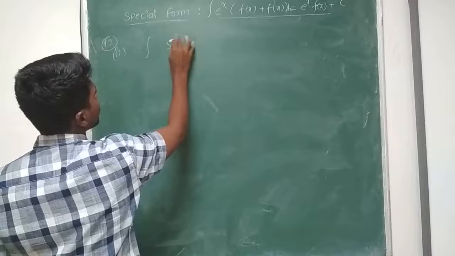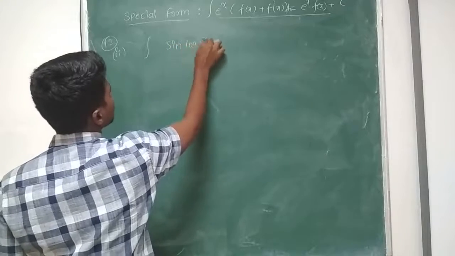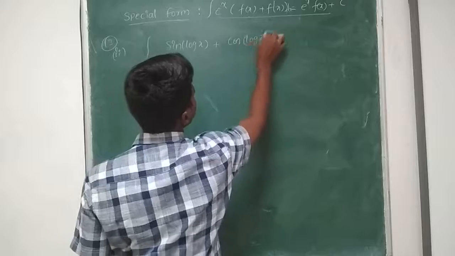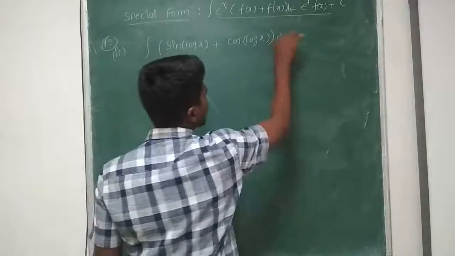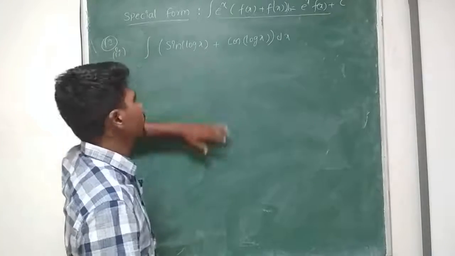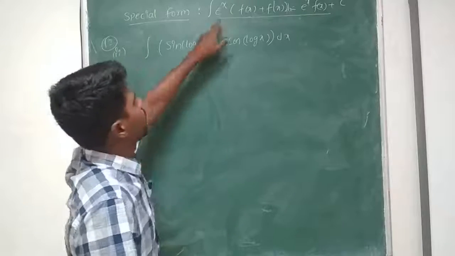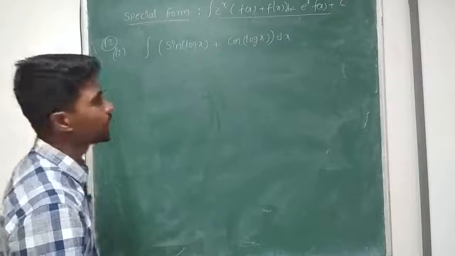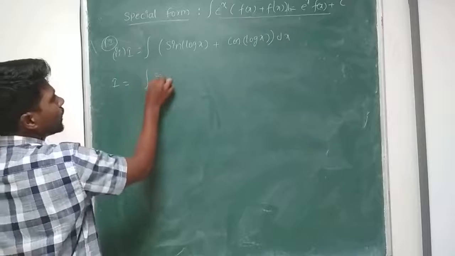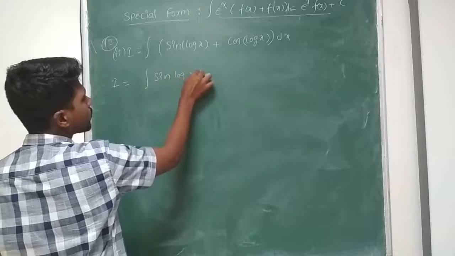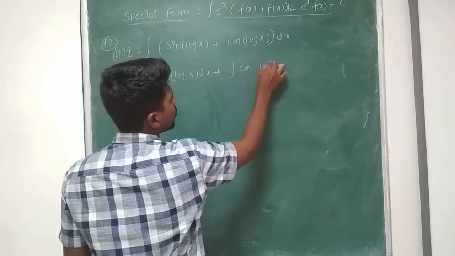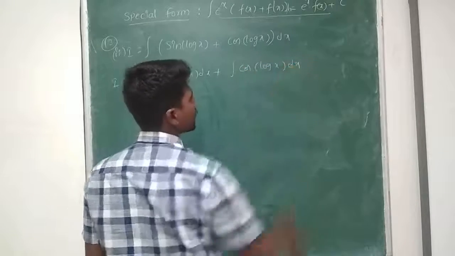Integral sin log x plus cos log x dx. They didn't give any e power x in this particular thing, so we need not apply this particular form. We have to go for regular simplifications. If I consider this one as I, then I is equal to integral sin log x dx plus integral cos log x dx.